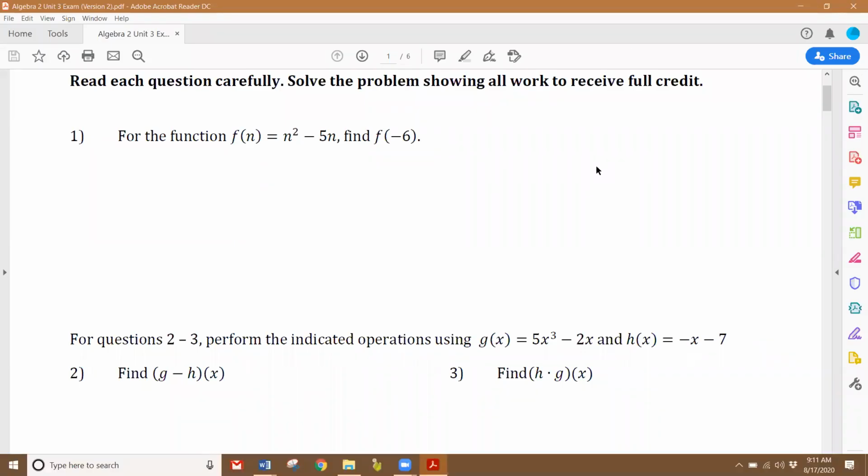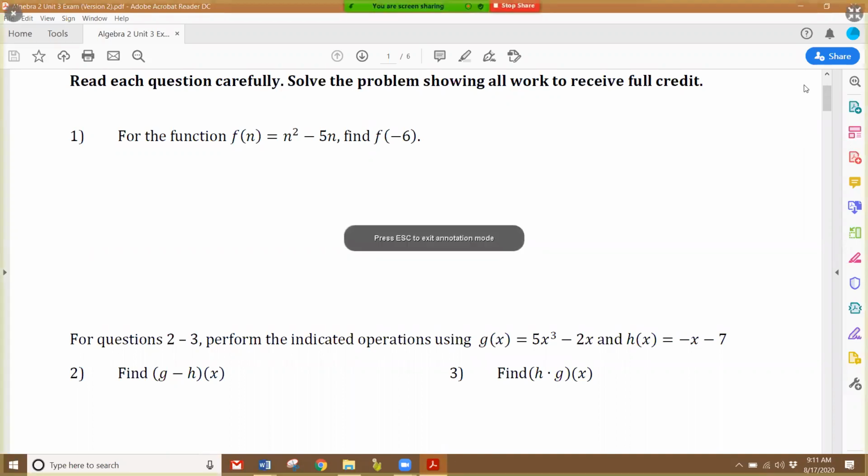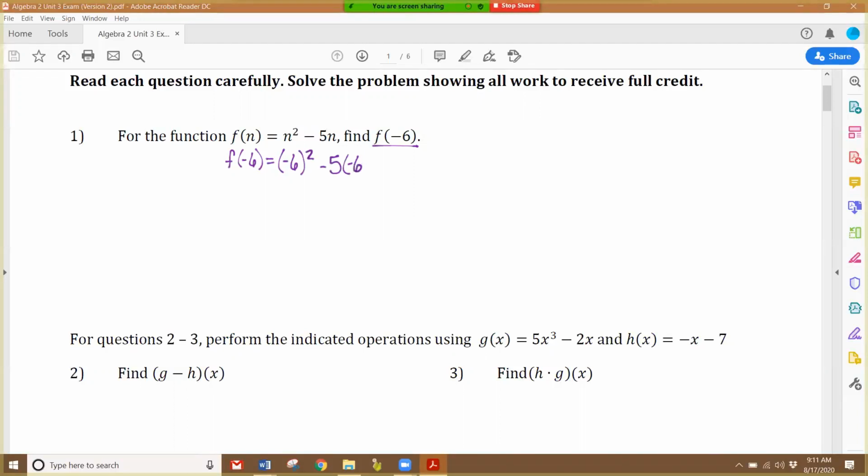So looking at the Unit 3 review, we're going to solve each problem, showing all of our work. For question number 1, for the function f of n equals n squared minus 5n, we're being asked to find f of -6. What that means is go to the function f. Anytime you see a variable, you're replacing it with -6. So f of -6 equals -6 squared minus 5 times -6.